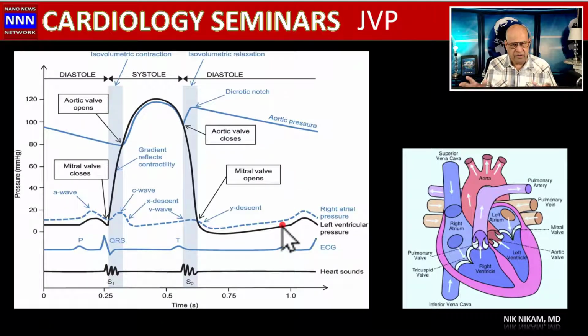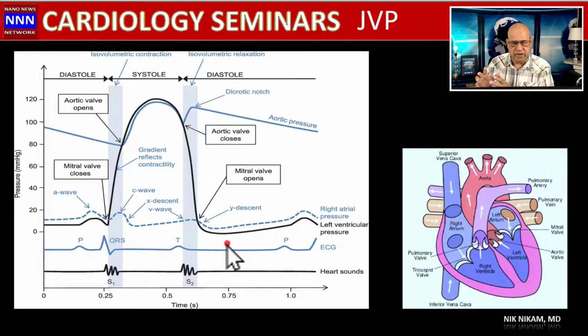If we put the whole thing together, the EKG, the heart sounds, and the pressure loops, you can begin to understand what is physiologically creating these waves. As the atria contract, we have the A wave, and as the tricuspid valve closes, we get the C wave, and then we have the X descent, then we have the V wave, which is followed by the Y descent.